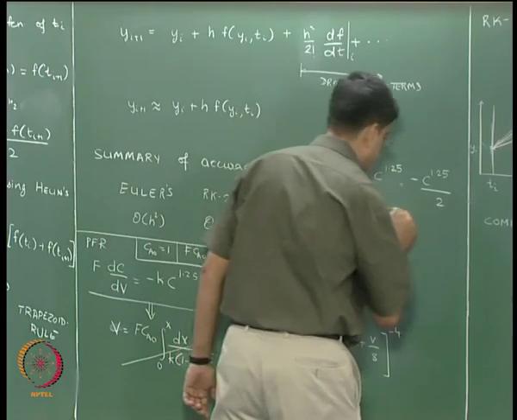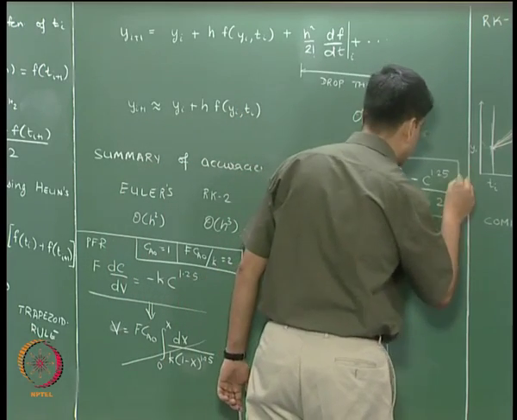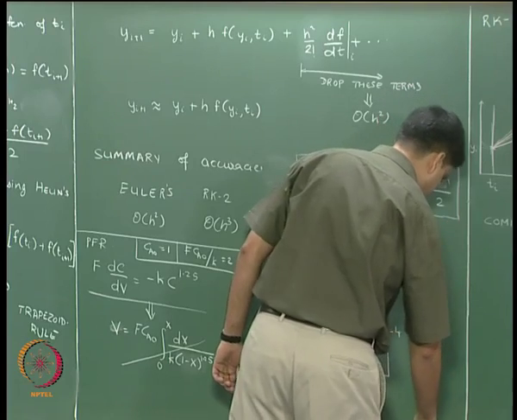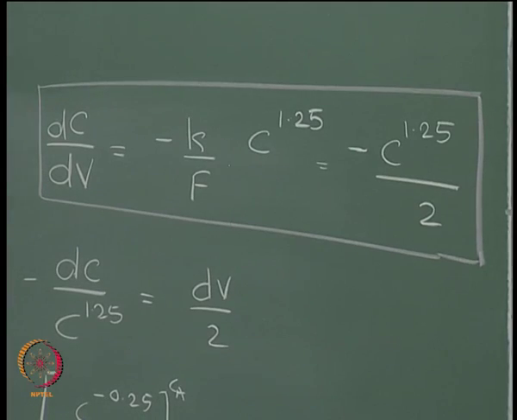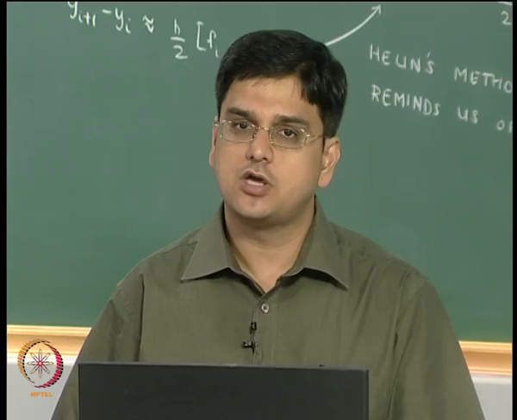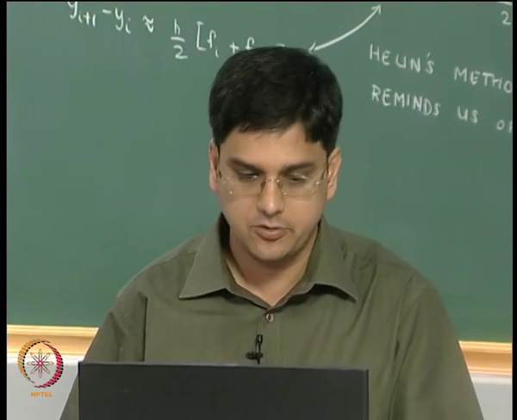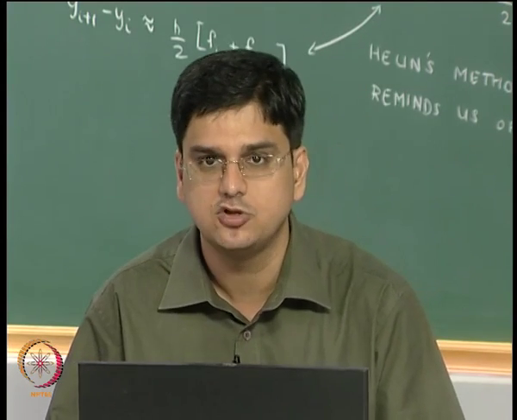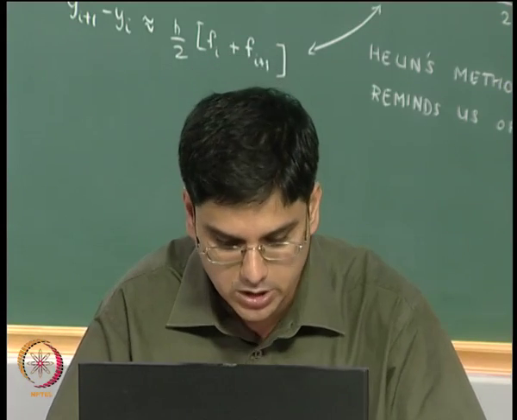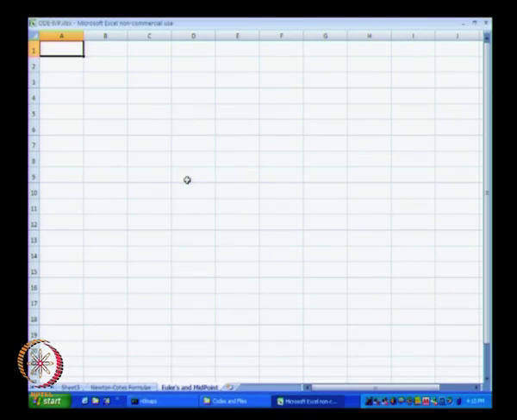Okay. So that is the analytical solution, and this is the problem that we will try to solve numerically, using the Euler's method, using the Runge-Kutta second order method, and then we will compare the results that we have obtained from the two methods. Okay. So, now we will go on to Microsoft Excel and we will try to solve this particular problem. So, now the problem that we are going to solve is dc by dv equal to minus c to the power 1.25 divided by 2. Okay. That is the expression that we have just derived a few minutes ago on the board. Okay. So, I will write that down.